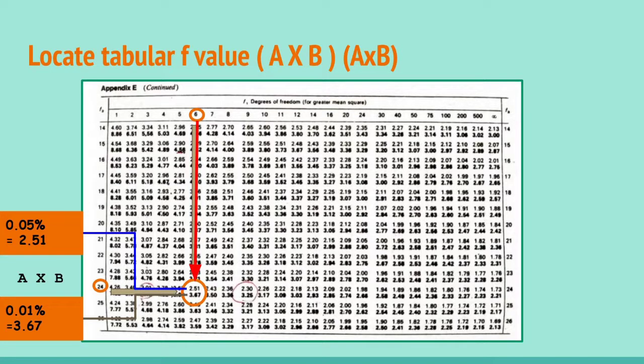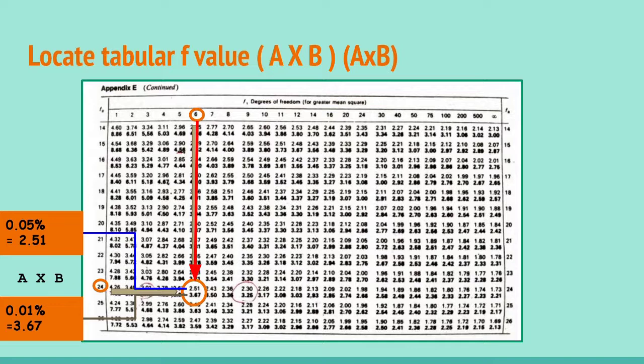we'll use the AXB DF, which is 6. So below 6 and along 24, we have the values 2.51 at 5% and 3.67 at 1%. And that is all we need to complete the ANOVA table. These values can then be used in making our conclusion later.